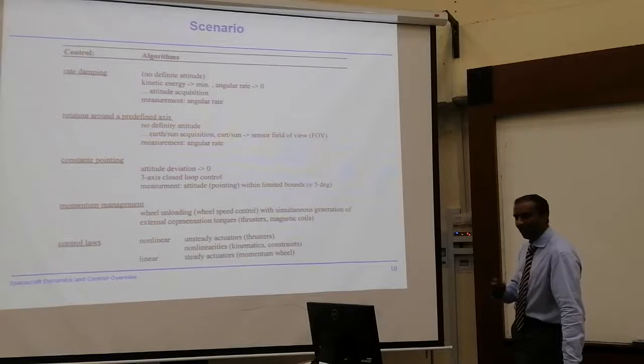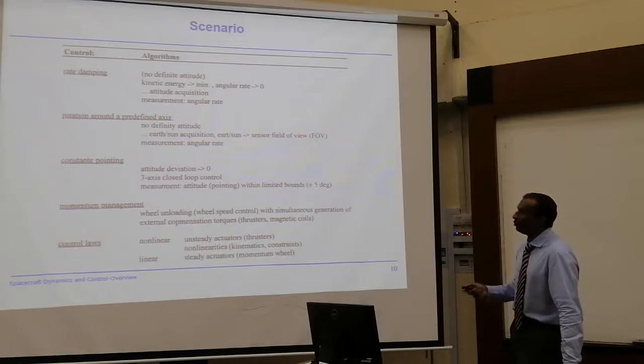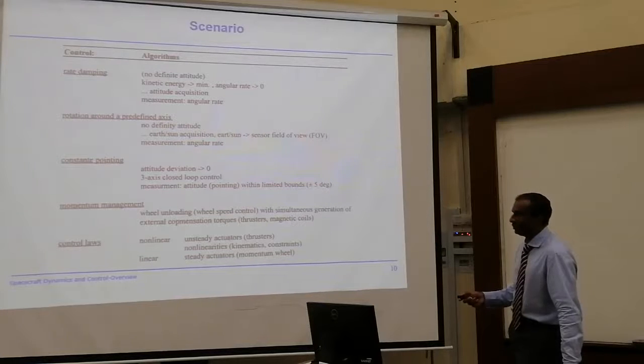Momentum H or L is J omega. Inertia times what? Angular velocity. Okay, J omega. So change of angular momentum is torque. That is basic, all of us know that. So when this keeps on increasing, you need to manage the momentum. That's what it says. You need to manage.